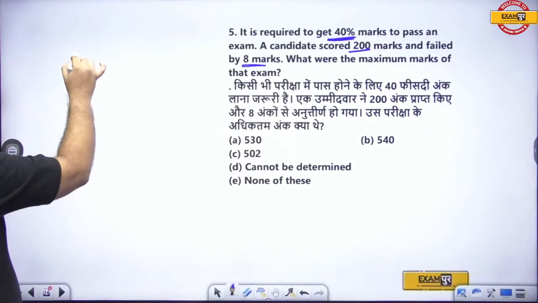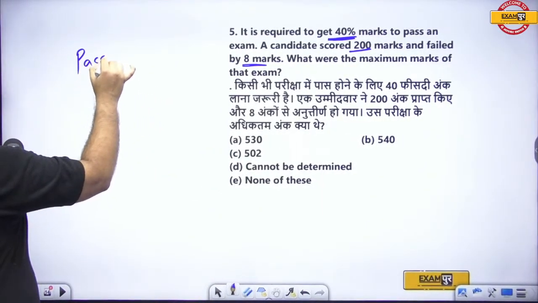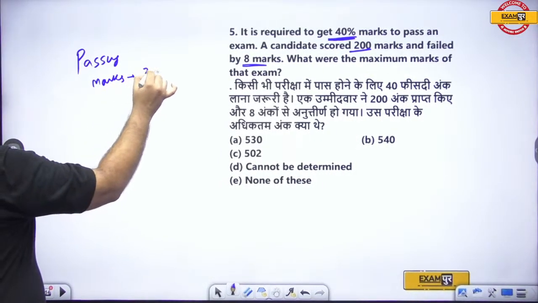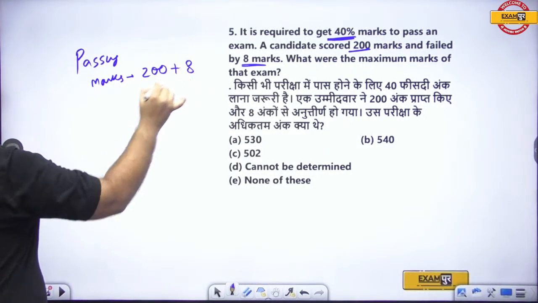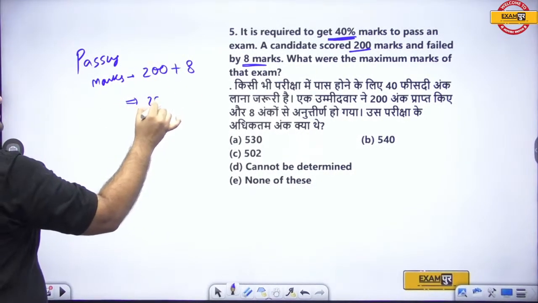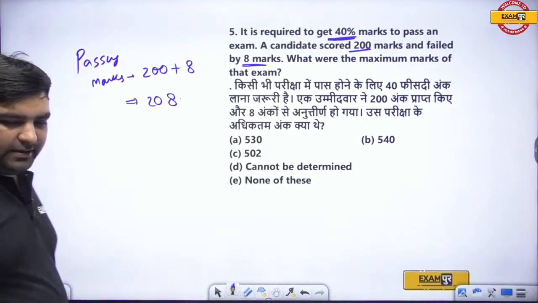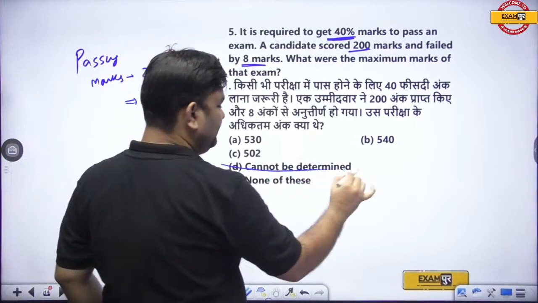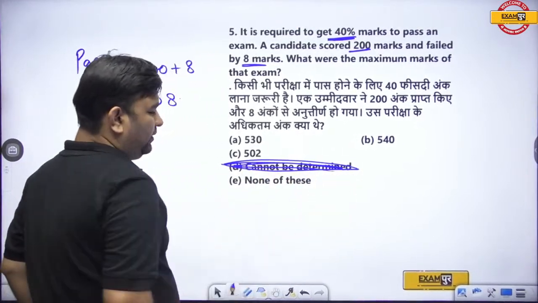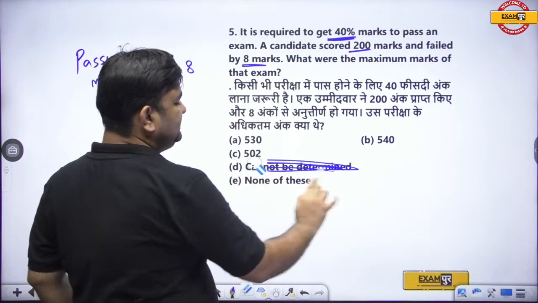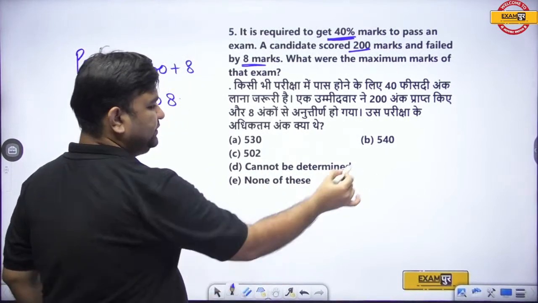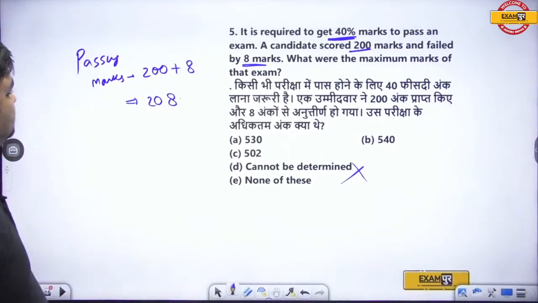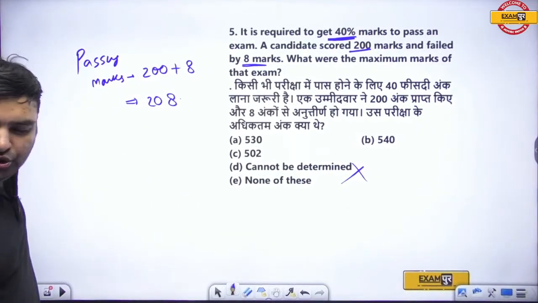So can I say the passing marks are... If you obtain 200 as well, then you require 8 more. So passing marks are 208. None of these can be the answer, but D cannot. It can be determined very easily. So passing marks are 208.